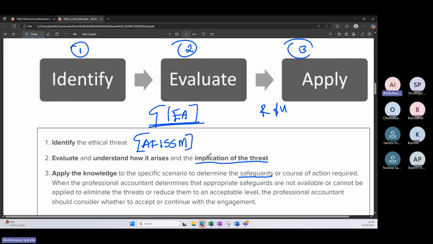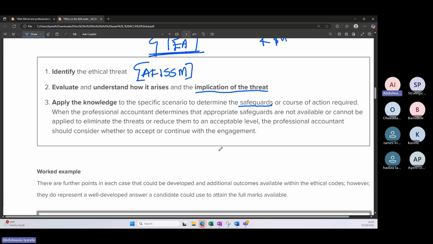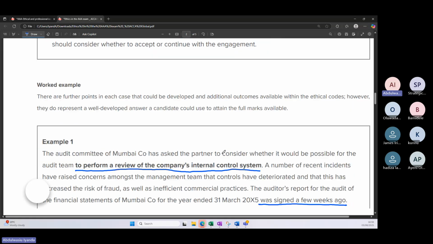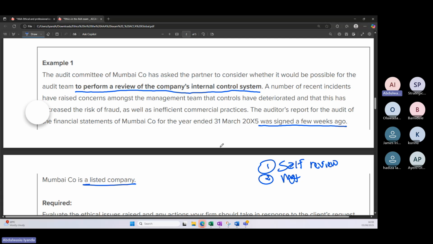So whenever you come across something like this in the exam, the first thing we try as much as possible to do is identify the problem. So we have identified the problem, which is two things: there's self-review, and there's also a management threat. A management threat will occur whenever you, as the auditor, are being asked to carry out a certain task that is the responsibility of the management.